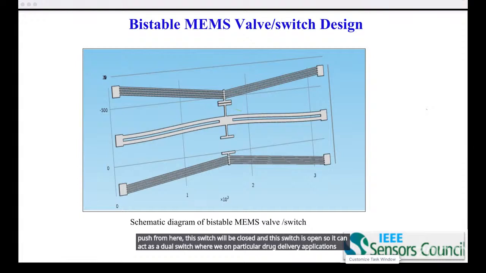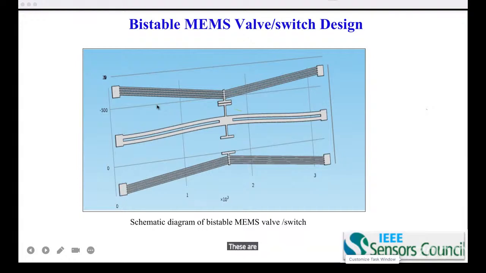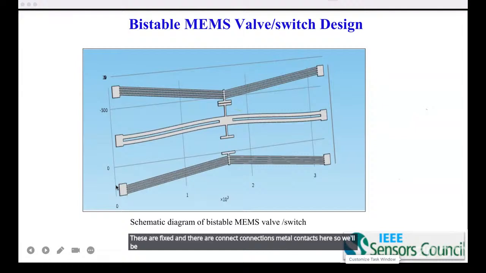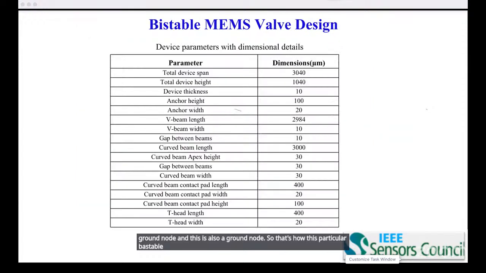We're not discussing the applications here, concentrating on the fabrication part. These are anchors. These anchors are fixed, and there are connections here, metal contacts here. So this is a voltage node, and this is also a voltage node, and this is a ground node, and this is also a ground node. So that's how this particular bistable MEMS valve works.